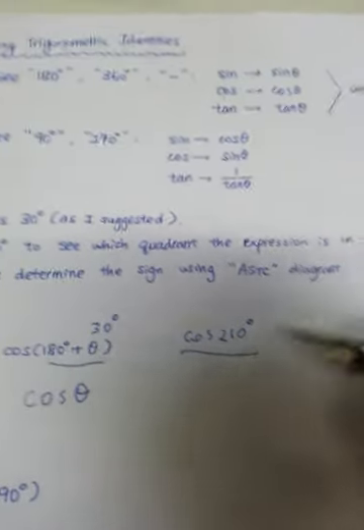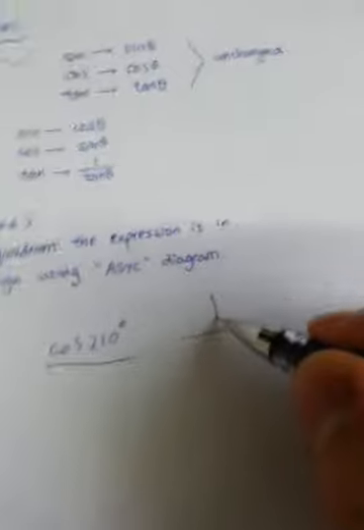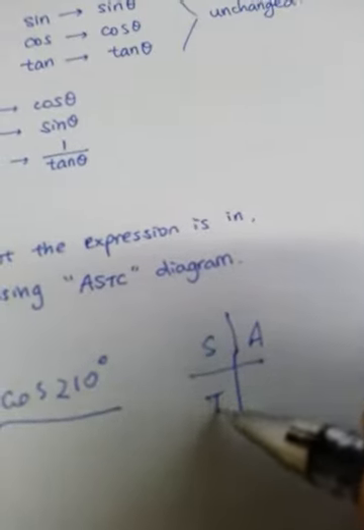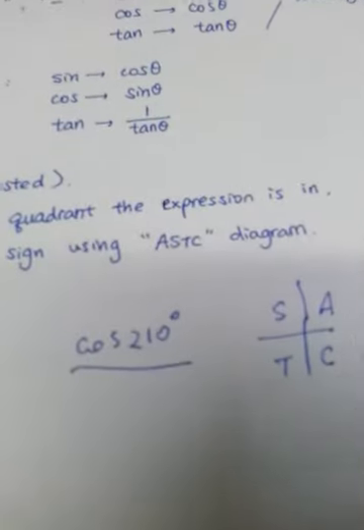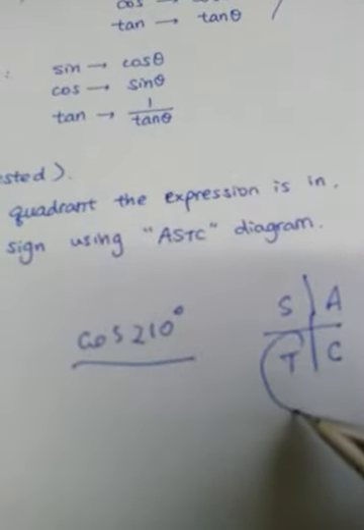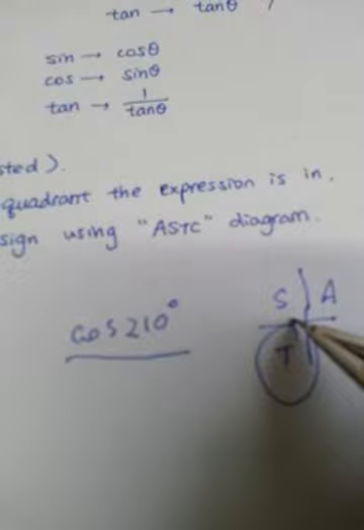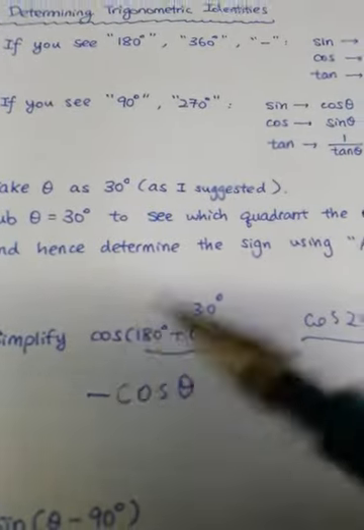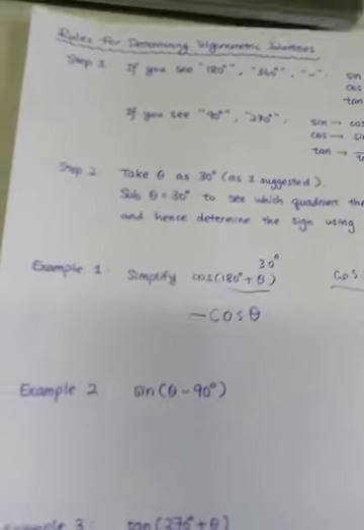What is the sign of this? We use ASTC diagram. Cosine 210 degree in this quadrant. For cosine, it is negative. Okay, so we are done.